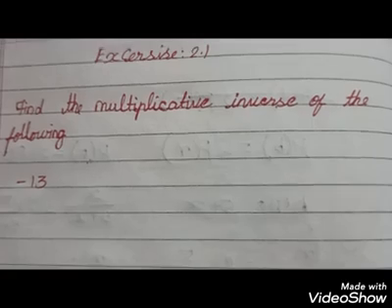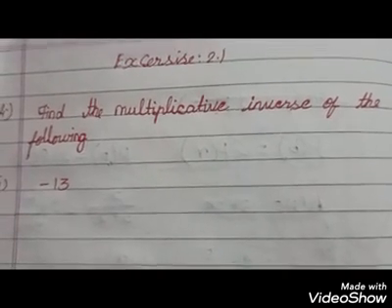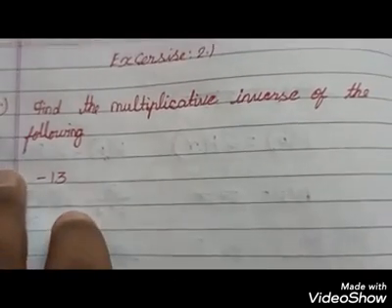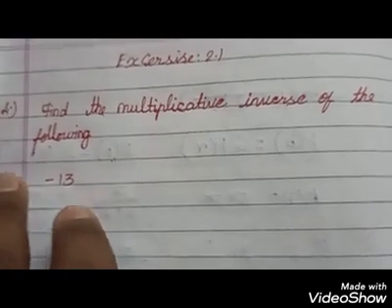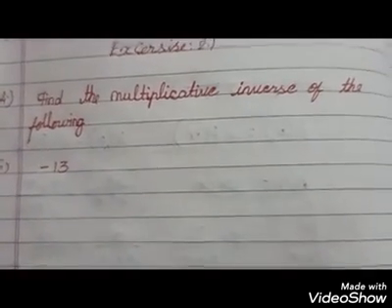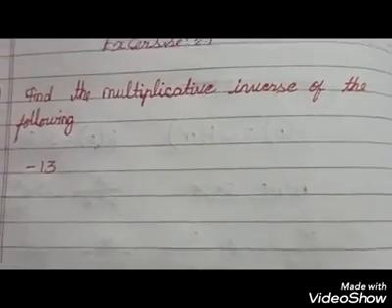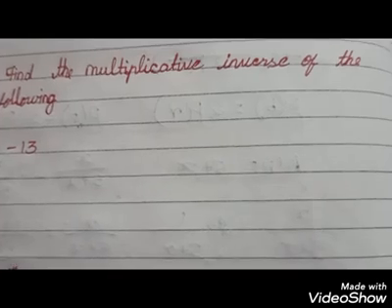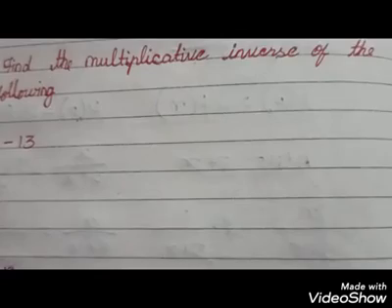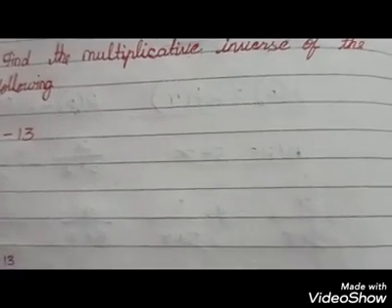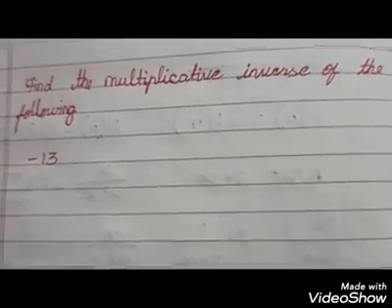So now we continue the same chapter, rational numbers, exercise 2.1. Last class we saw Roman letter 3. So now we will continue from the 4th Roman letter. Find the multiplicative inverse of the following. What is meant by multiplicative inverse? Multiplicative inverse means we have to take the reciprocal of the number, but no need to change the symbol. Okay, so this is the concept of multiplicative inverse.